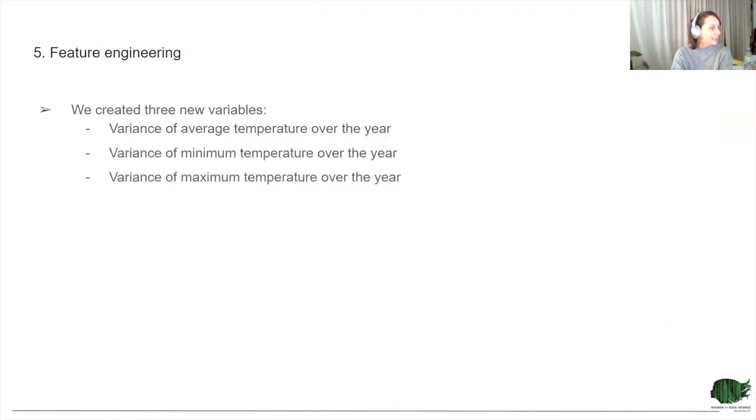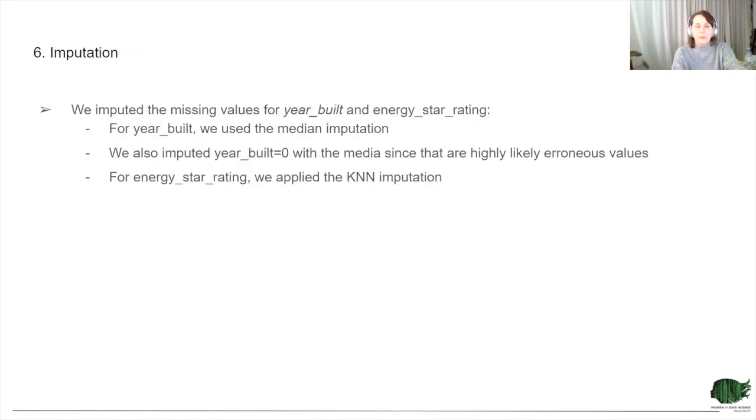And then in the next step we did the imputation. We checked for missing values and we imputed them. We identified a considerable share of missing values in the year built variable, and we replaced it with the median. And for the energy star rating, since there were so many missing values, we decided to use k-nearest neighbors imputation and not just the mean or median value.